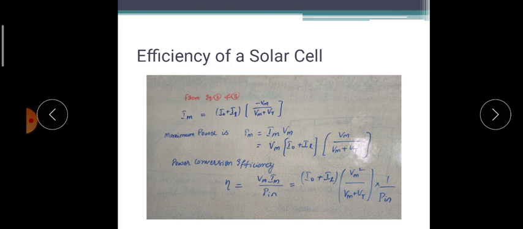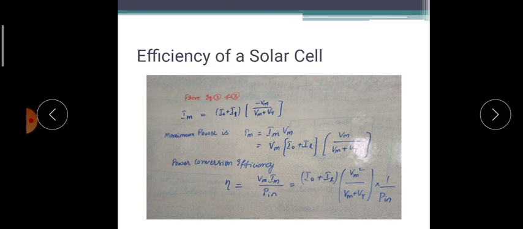There is another physical term called fill factor, which is used to estimate the efficiency of a solar cell. If the fill factor ranges from 0.5 to 0.82, that represents that it can be of higher efficiency.